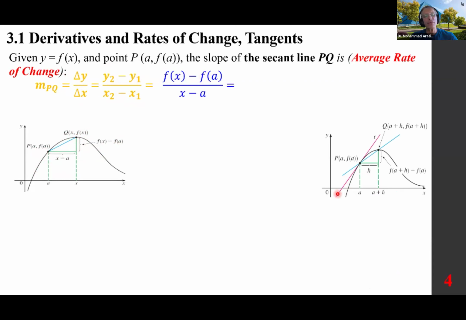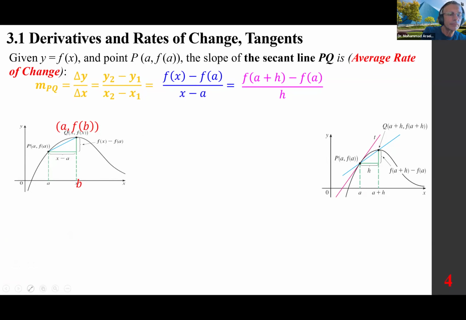If we look at this graph, and we still keep this at a, but this distance now we call h, therefore this becomes a plus h, and this one is now f of a plus h. Then the formula becomes f of a plus h minus f of a over a plus h minus a, which simplifies to h. If we say now this point has coordinates b and f of b, then it gives rise to this equation: f of b minus f of a over b minus a.